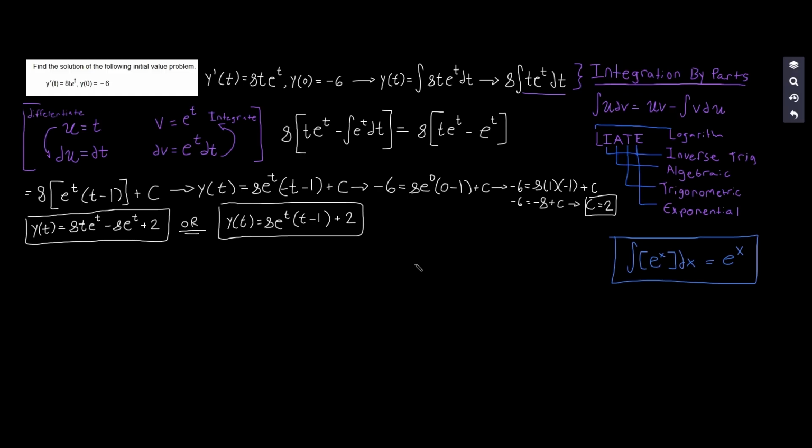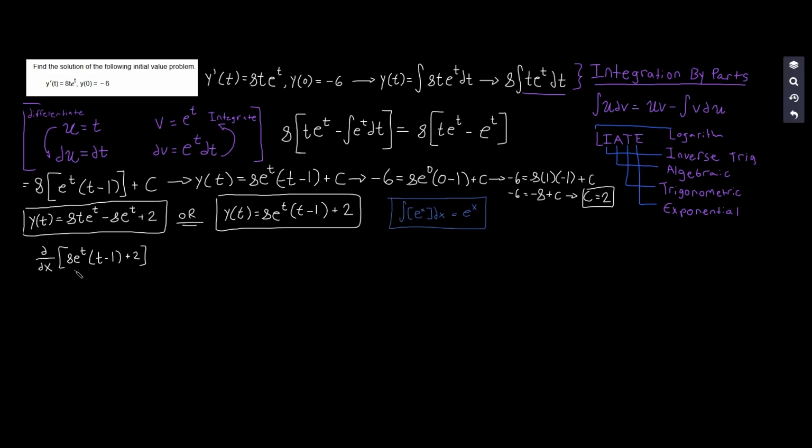Why? Because the original differential equation was y prime of t equals 8 times t times Euler's number raised to the power of t. So to check our answer, we can take the derivative of y of t to see whether or not it becomes 8 times t times Euler's number raised to the power of t. So since we want to take the derivative of 8 times Euler's number raised to the power of t times t minus 1 plus 2, we need to break it into 2 parts. We're differentiating this, and it has 2 parts. And this is due to the sum rule for differentiation.